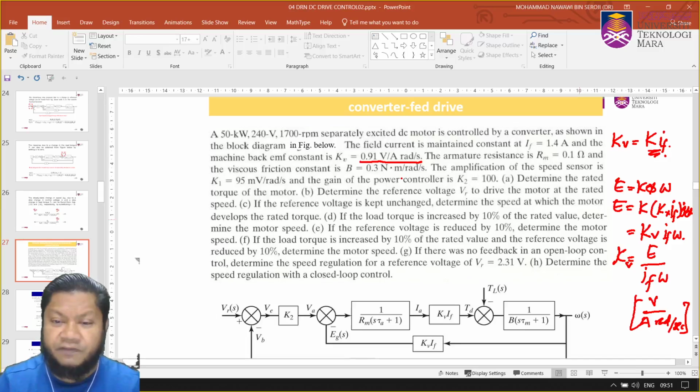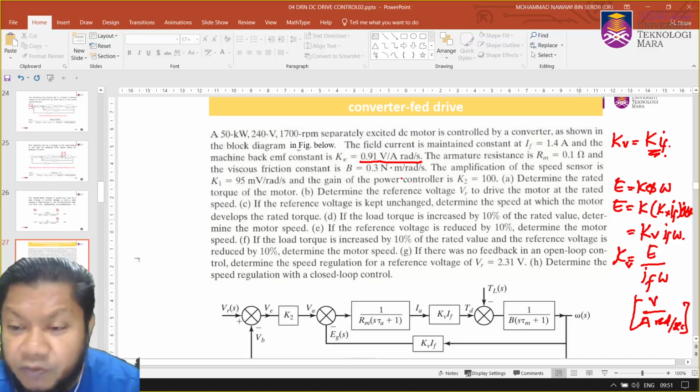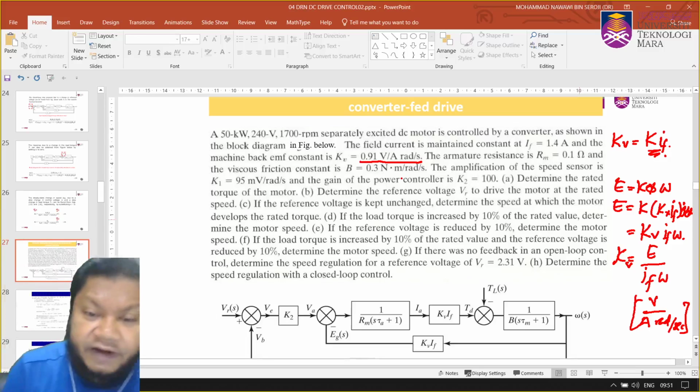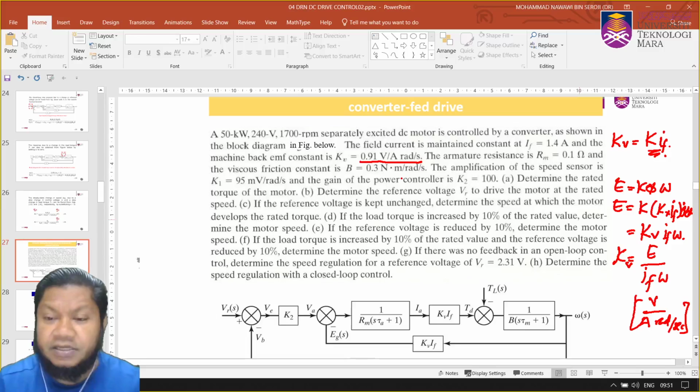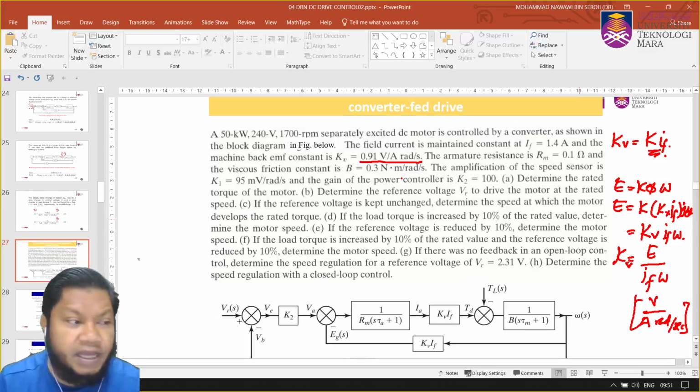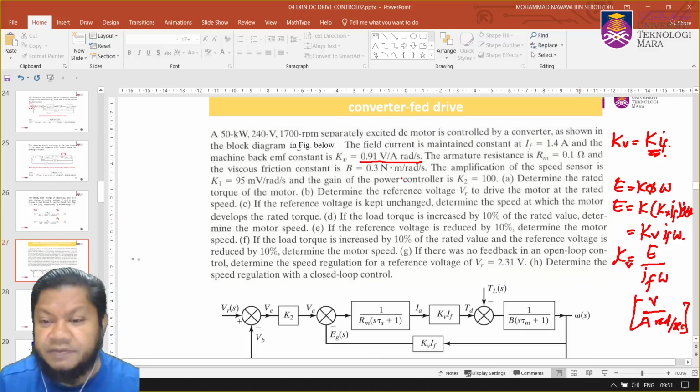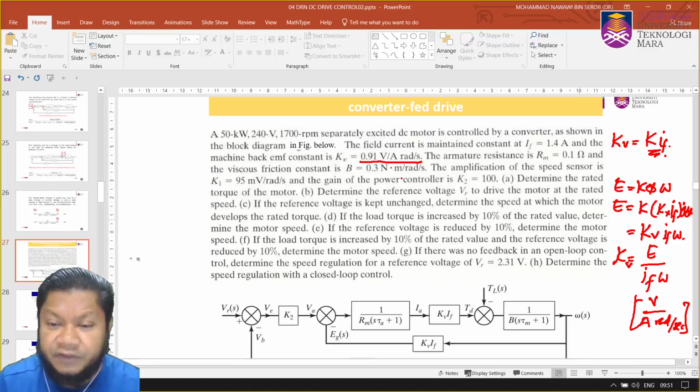Determine the rated torque of the motor. Determine the reference voltage VR to drive the motor at the rated speed. If the reference voltage is kept unchanged, determine the speed at which the motor develops the rated torque. And if the load torque is increased by 10% of the rated value, determine the motor speed.